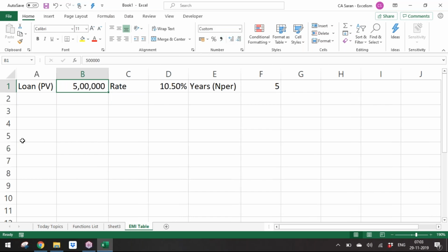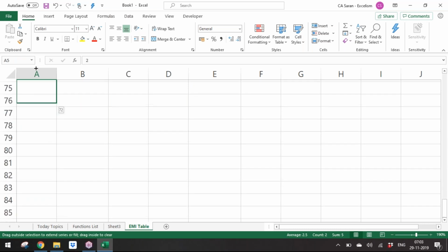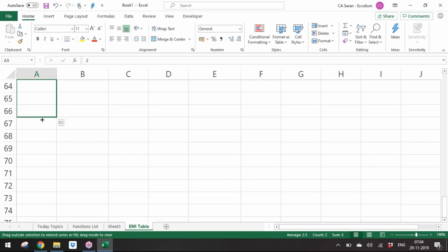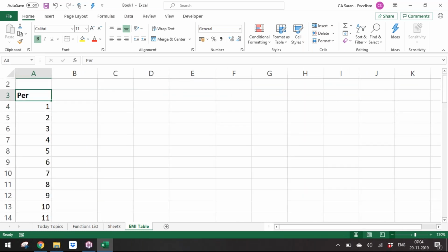Now I'm going to calculate the EMI. So PER, what is the meaning of PER? Period. From the first period, second period, third period, and so on, how many periods am I going to pay? I can simply select this. Now let me drag it down. Now you can see here, 60 periods I'll be paying, right? Please have a look.